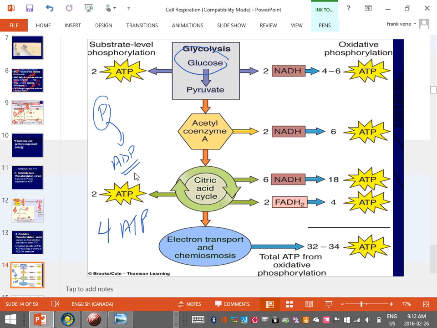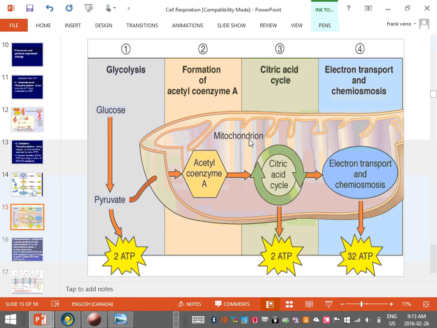4. But how much do you get using oxygen? That's on the right side. And what do you notice? It's way more. And that's important because what happens if you run out of oxygen? You die. You cannot generate enough energy to sustain yourself. So, we're going to talk about how this works. This is really, really important.